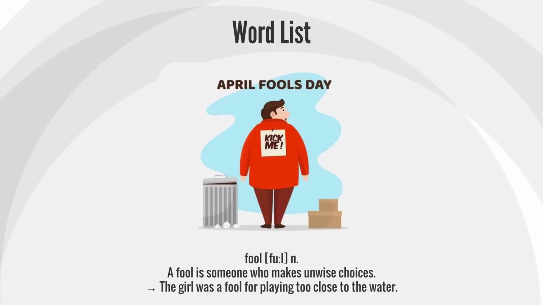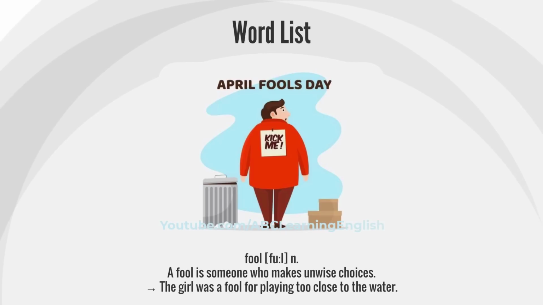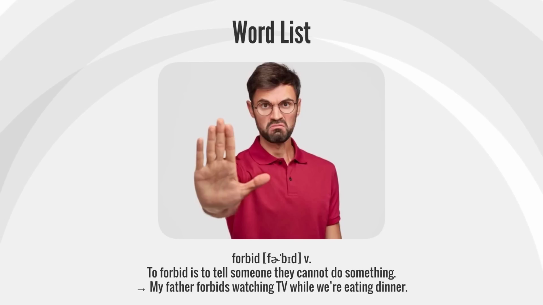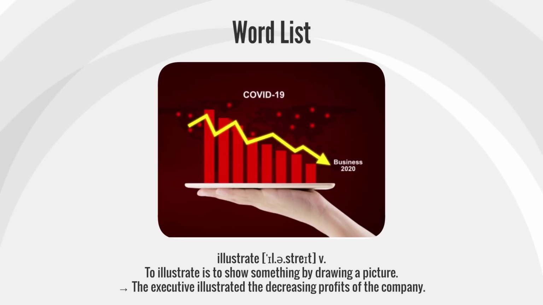Fool. A fool is someone who makes unwise choices. The girl was a fool for playing too close to the water. Forbid. To forbid is to tell someone they cannot do something. My father forbids watching TV while we're eating dinner. Illustrate. To illustrate is to show something by drawing a picture. The executive illustrated the decreasing profits of the company.